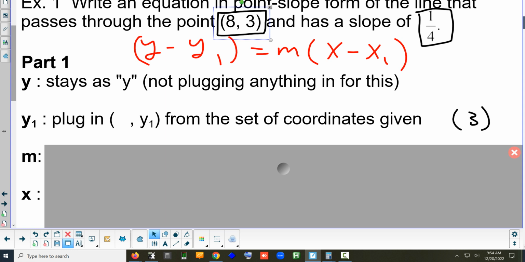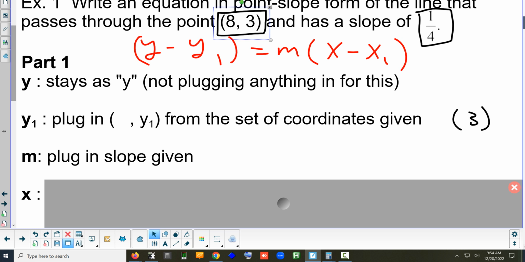Okay, the next one is m. So we've already used the 3. So there's two numbers left, 8 and 1/4. Does anyone think they know which number is going to be m? Michael? 1/4, yep. So m is the slope that's given, which in this case is 1/4.